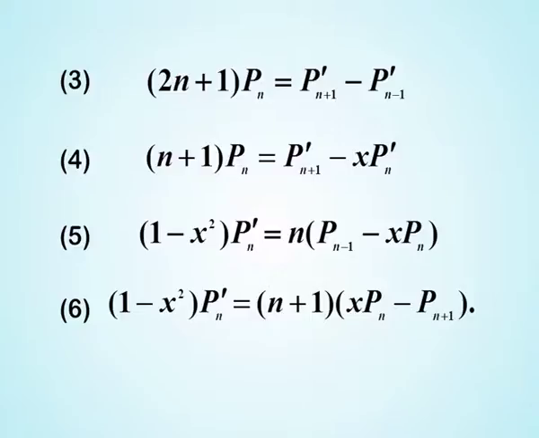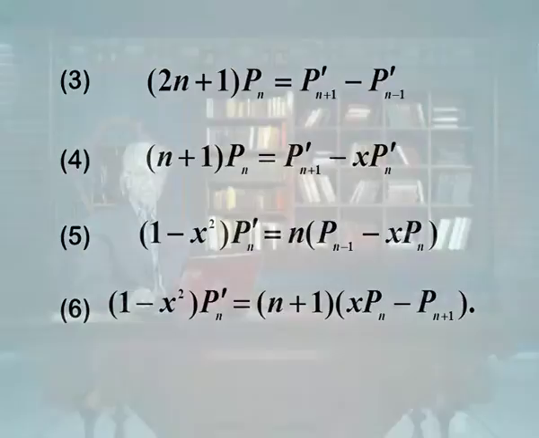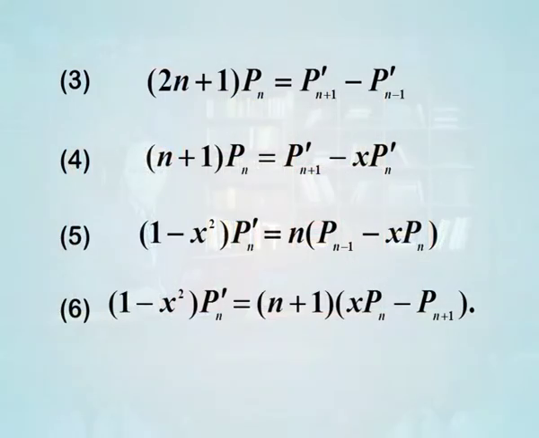P dash indicates the prime. In other words, we differentiate P and we get P dash, so we write dPn over dx to give P dash. All these dashes that you see in recurrence formulae 5 and 6 are differentiations. Up to this, Legendre is taken care of. The next is Bessel's equation.